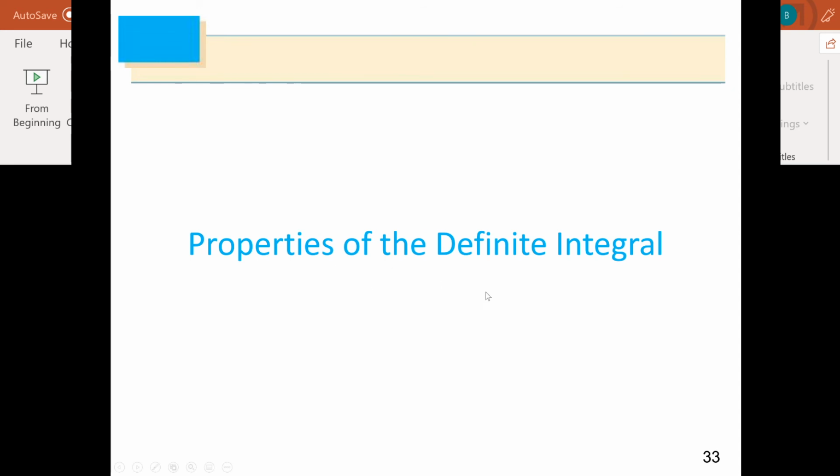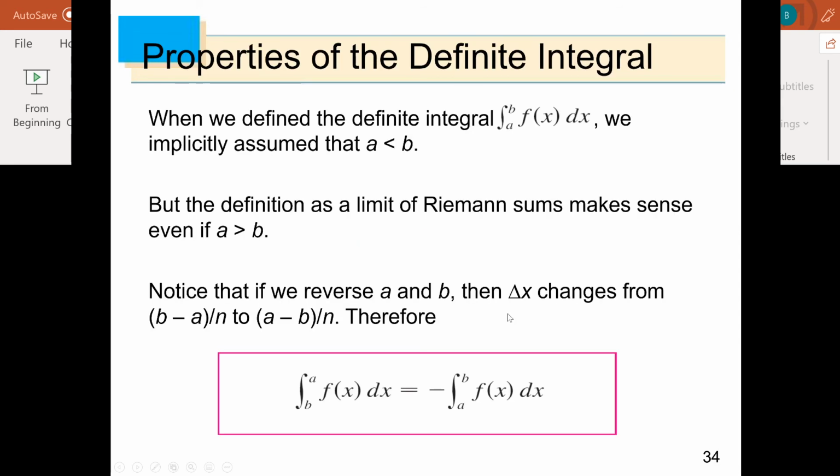So here are some of the properties of a definite integral. When we define the integral from a to b of f of x dx, we implicitly assume that a is less than b. But the definition as the limit of the Riemann sums makes sense even when a is greater than b. And notice that if we reverse a and b, then delta x changes from b minus a over n to a minus b over n. So therefore, here's the equivalency. So let's say that a is greater than b. If we try to reverse it, it's going to be the negative part. So negative times negative, which is what? Positive.